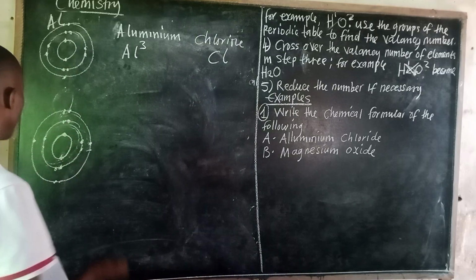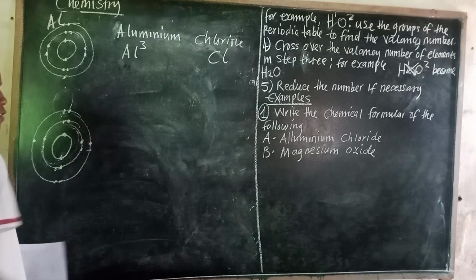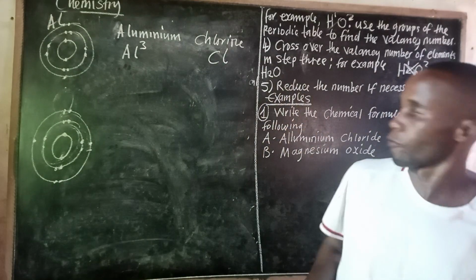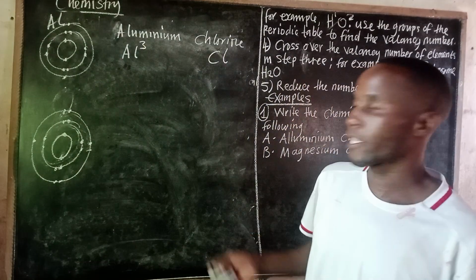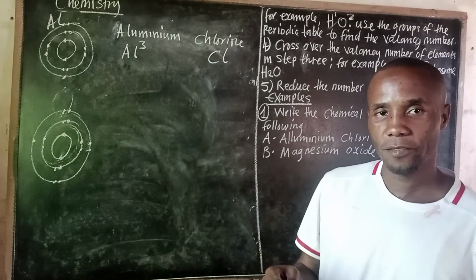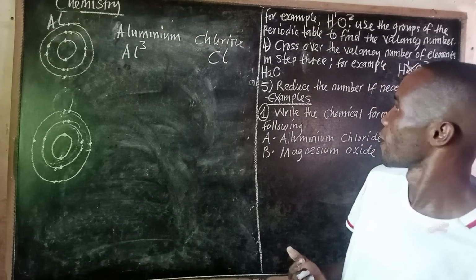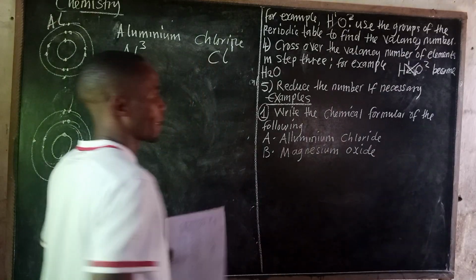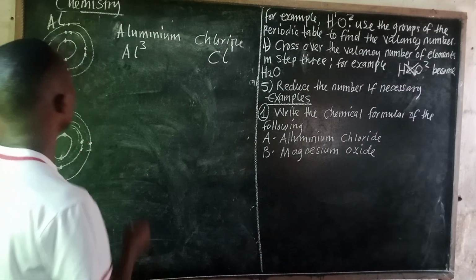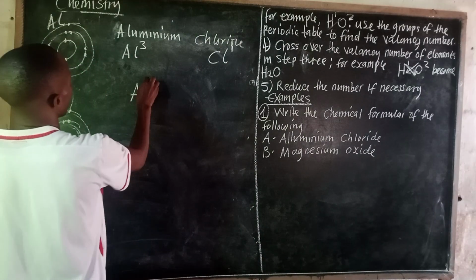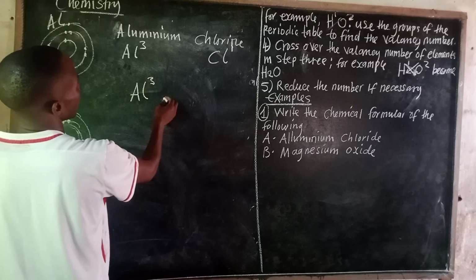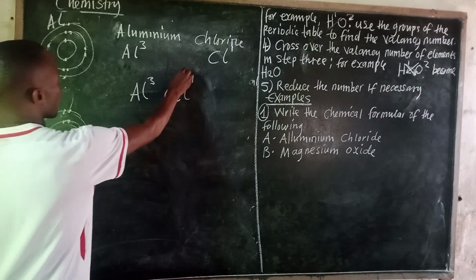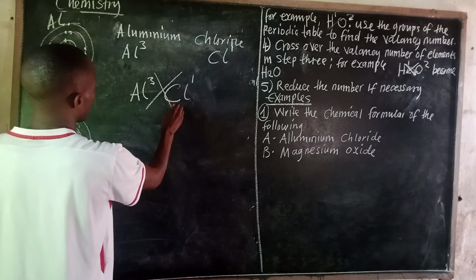So now 7 electrons. It means chlorine should gain 1 electron for it to be what? For it to be stable. So that one is the valence. Okay. So the valence for chlorine is what? 1. Okay. Then from there, you are going to say aluminium 3. Then we have chlorine 1. Then let's cross now the what? The electrons.